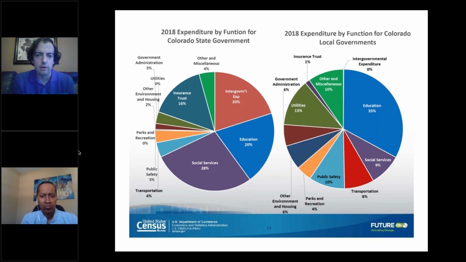Utilities and public safety are other major sources of spending for local governments in Colorado, while education and intergovernmental expenditure, most of which is sending money to the local governments, are number 2 and 3 for the state.